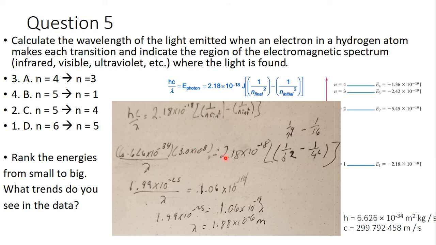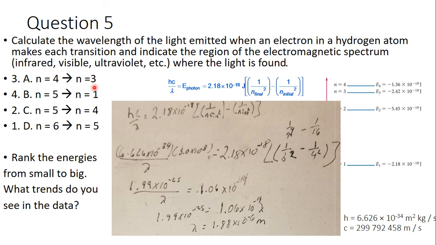So I'm filling in my variables and solving for lambda. Final is 3, so that's 3 squared. Initial is 4, so that's 4 squared. When I do all the math on the right side of the equation, I get 1.99 times 10 to the minus 25 divided by lambda equals 1.06 times 10 to the minus 19. Now I want to solve for lambda, so I multiply each side by lambda. Then I can divide each side by 1.06 times 10 to the minus 19, and what you get is 1.88 times 10 to the minus 6.